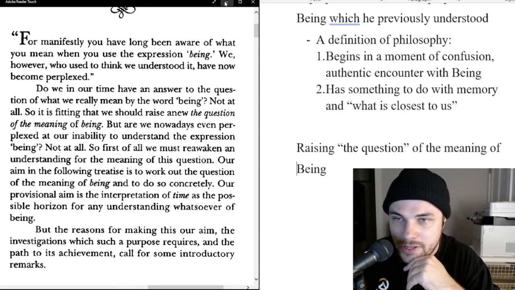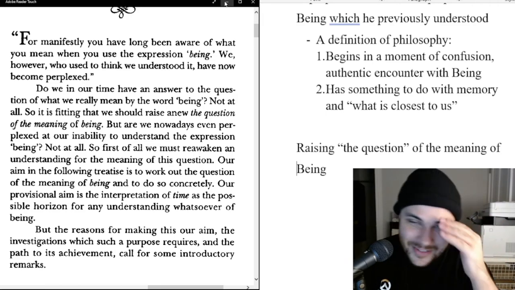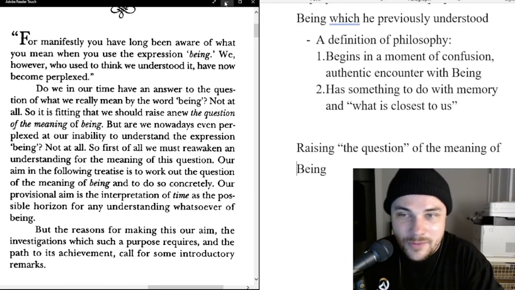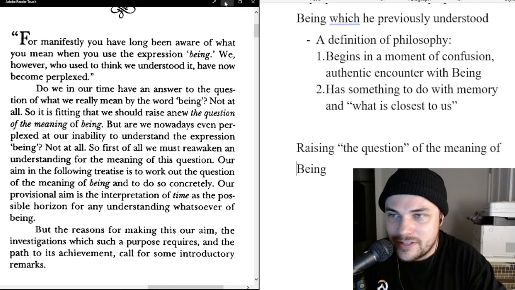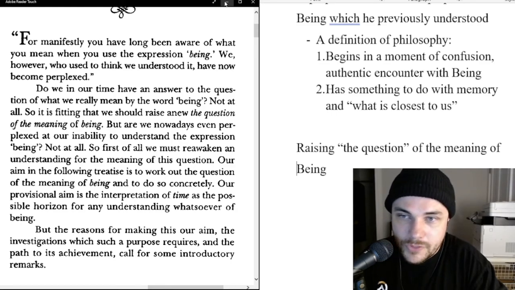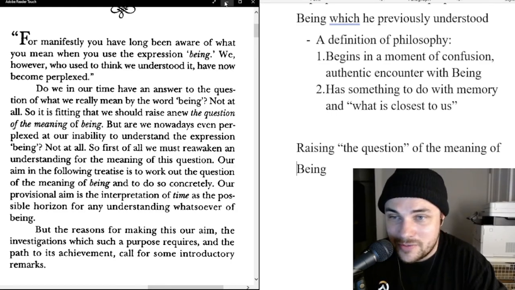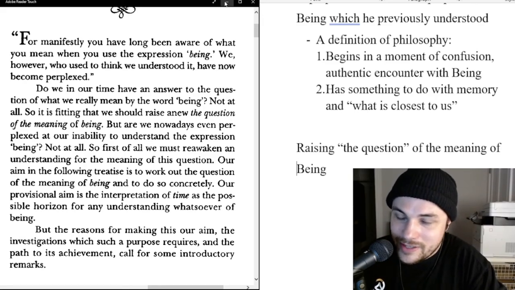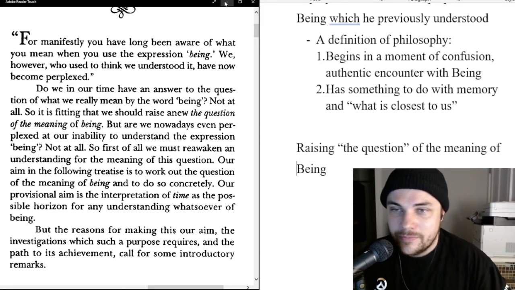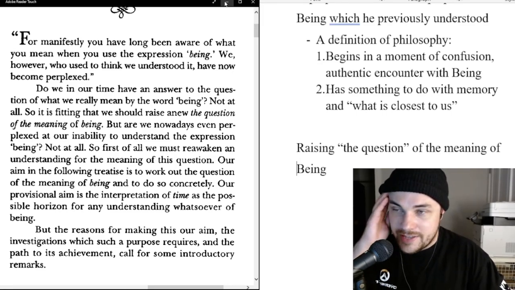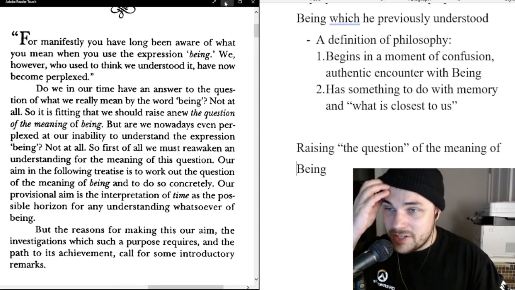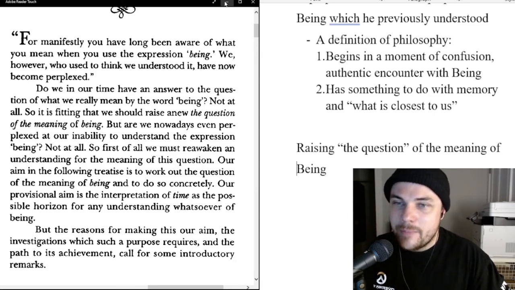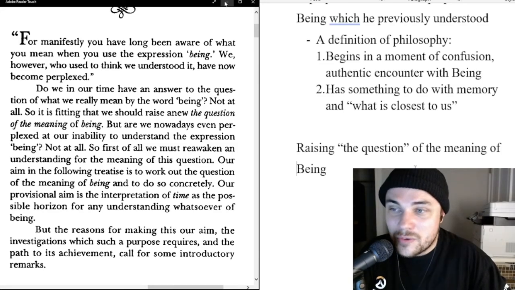And, you know, the more philosophy, you can't read everyone, and you have to start somewhere, right? So it's just inevitable that you keep coming back to texts and you see things in there that you didn't see before. So if you read this and you haven't read Husserl, that's fine. But let me point out to you that there's something in this line that's very important, that's from Husserl, this last line. Our provisional aim is the interpretation of time as the possible horizon.